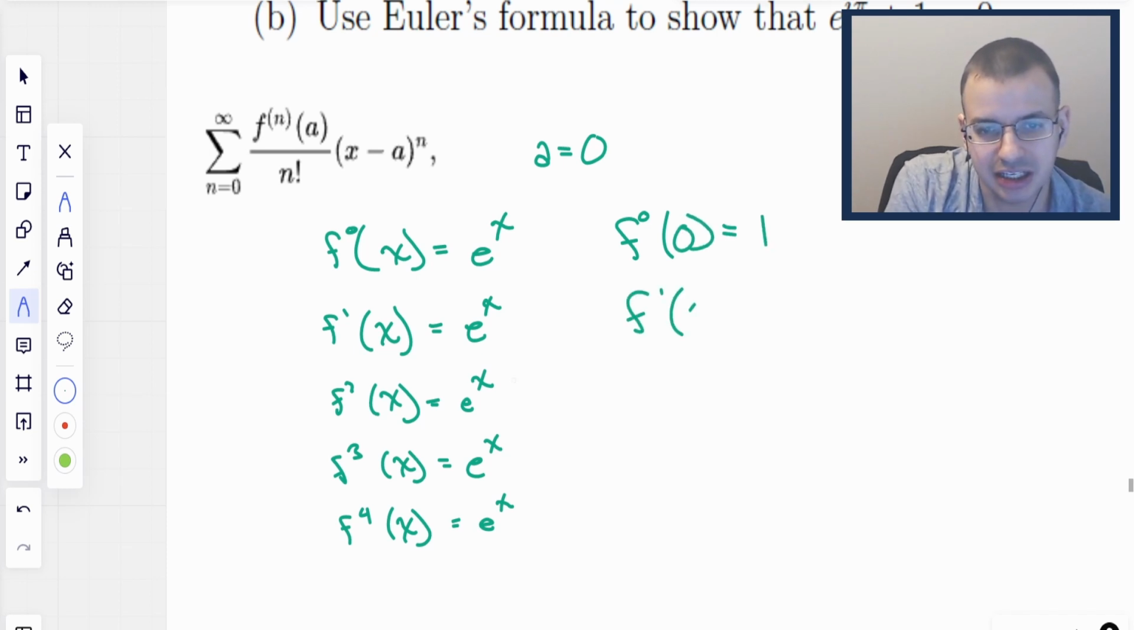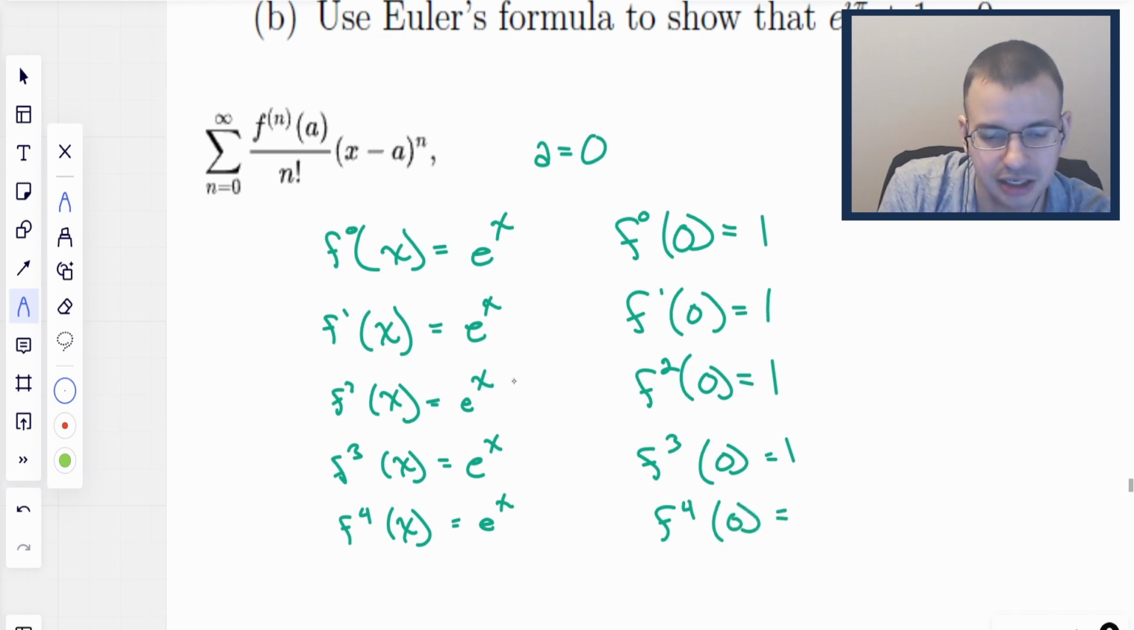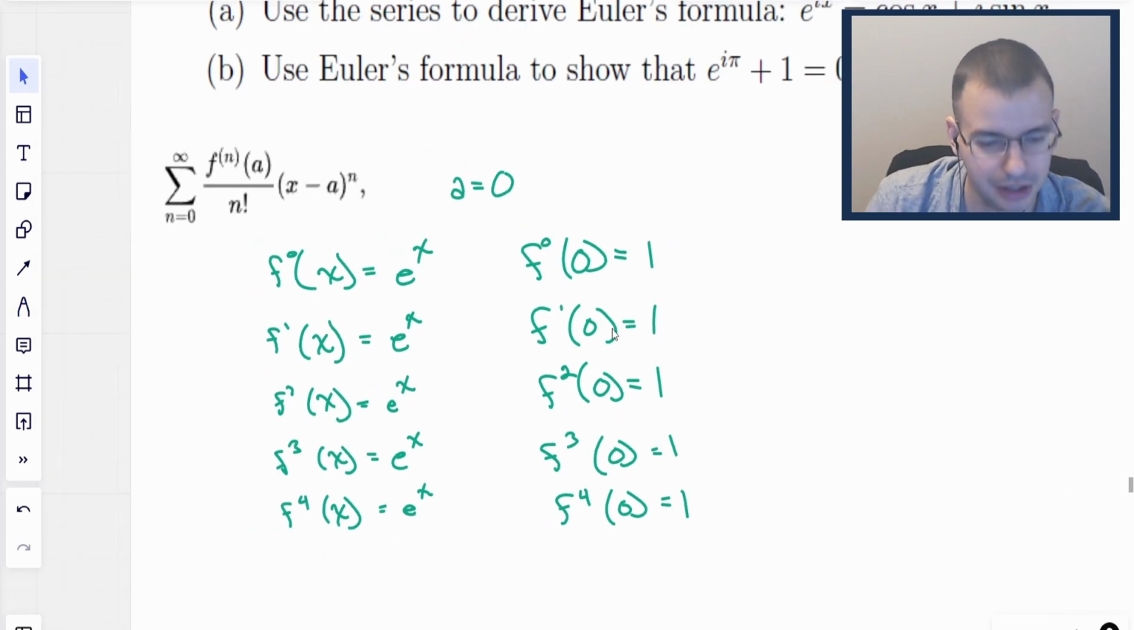One of the nice things is since these are all the same, they're all going to be the same. I'm going to write them up quickly so that we see the pattern in how we go through this process. So the third derivative of f at 0 also equals 1. The fourth derivative of e to the x is still e to the x, so we still have 1. Okay, so now we've got this pattern down.